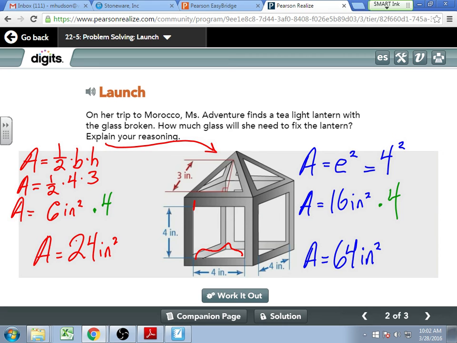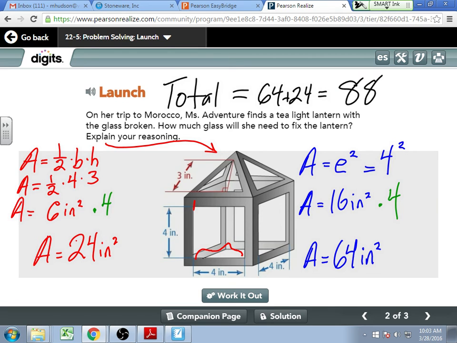So for my total glass that I have to purchase, make this black. How do I find that? Yeah, just add them. 64 plus 24 equals 88 what? Inches squared. Remember, if it's area, it's always squared.